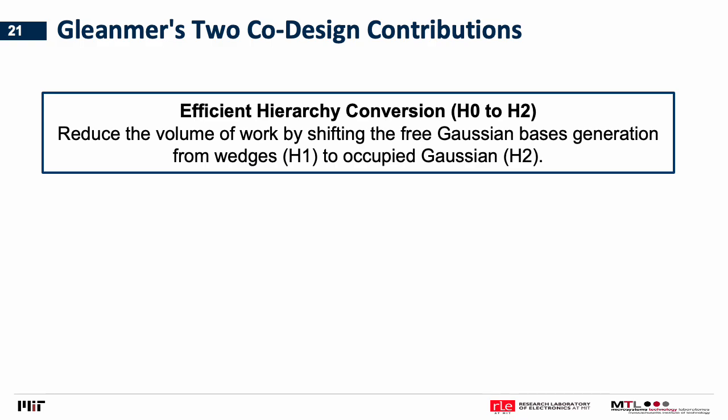We have 2 contributions that resolve the challenges with arithmetic, memory, and area. Since the primitives are more compact as we go up the hierarchy from H0 to H2, we can reduce the volume of work by transforming the workload from H1 to H2 at the Gaussian level. We call this efficient hierarchy conversion, which significantly reduces arithmetic intensity. So now I will hand it off to Zixin, who will explain this contribution in more detail.